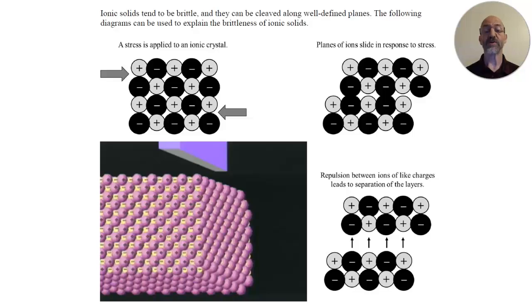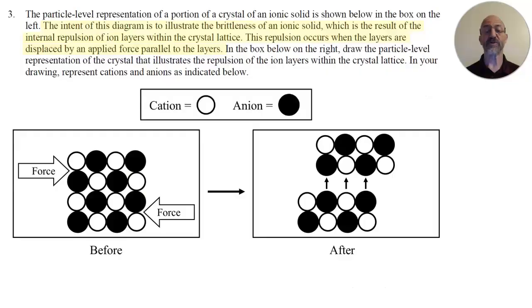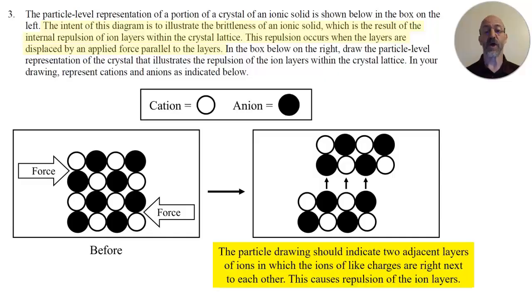So your particle drawing should show repulsion between the ions of like charges that leads to separation of the layers. So here's an example of the particle drawing. I tried to put the black circles right on top of the black circles and the white circles on top of the white circles, and the arrows indicate the repulsion between the layers. So the particle drawing should indicate 2 adjacent layers of ions in which the ions of like charges are right next to each other, and this causes repulsion of the ion layers.